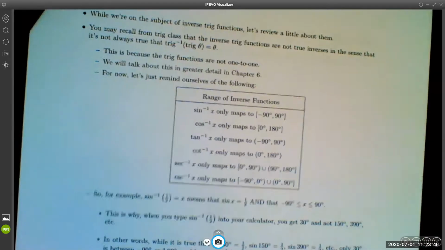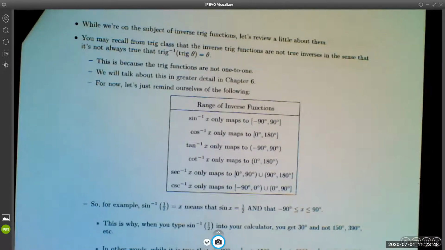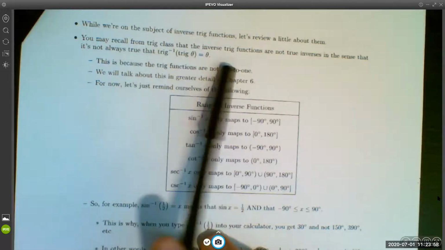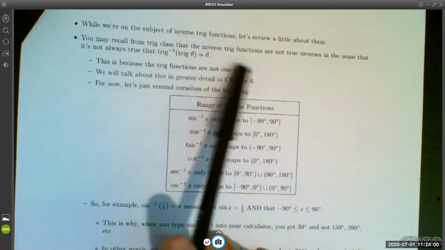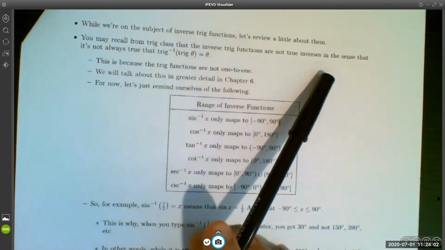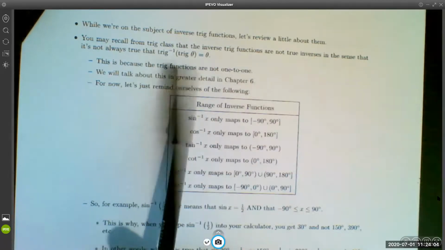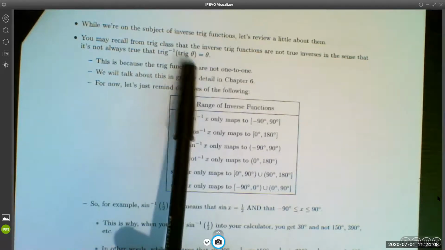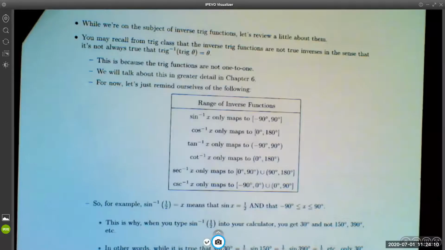So while we're on the subject of inverse trig functions, let's review a little bit about them because they're a little bit trickier than it might seem at first glance. One thing that you might recall from your trig class is that the inverse trig functions are not true inverses in the sense that it's not always true that trig inverse of trig of theta equals theta. This is a true statement if theta is an acute angle, but if theta is not acute, then you need to be a little bit more careful than that.